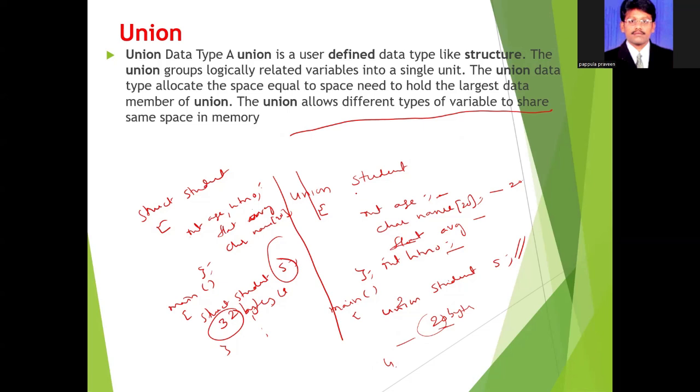Structure is allocated more space. Right? Clear? This is the difference between union and structure.